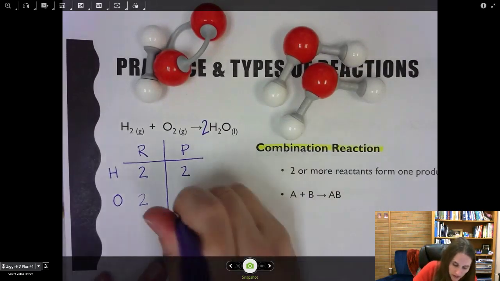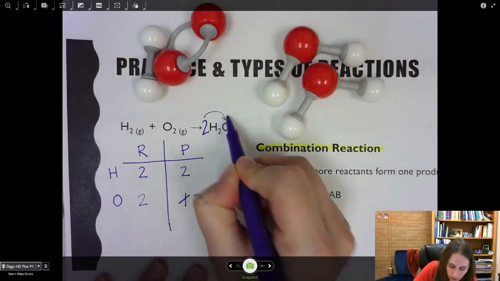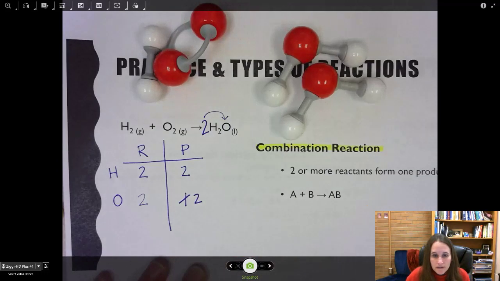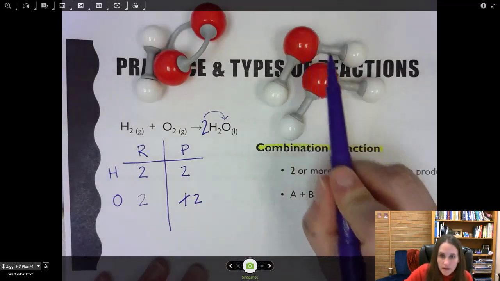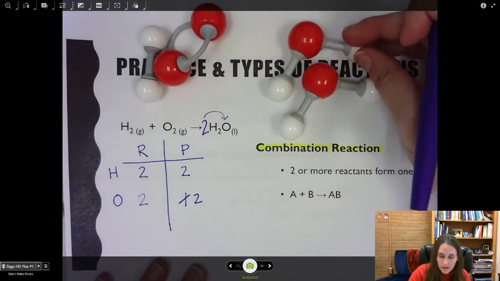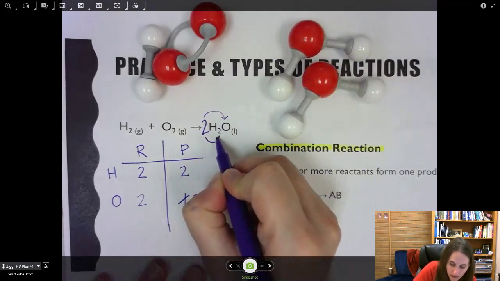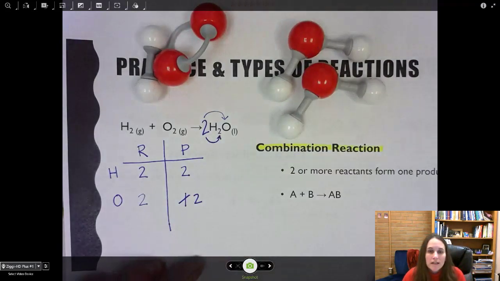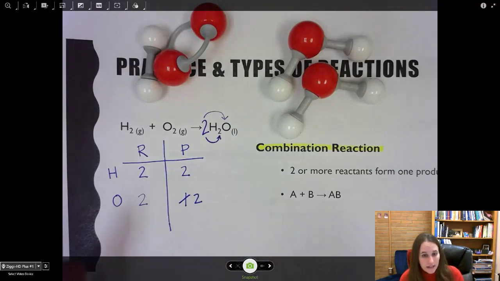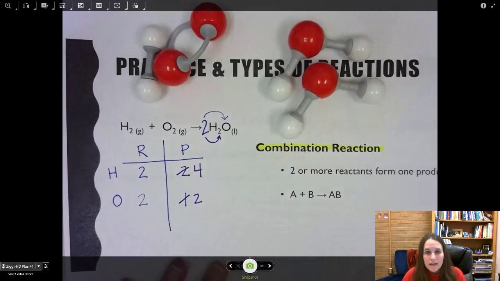So that changes my oxygen now. The coefficient multiplies over to the oxygen, or you could see here in the model, I have 2 oxygens, but look at my model kit. Look at my little model products over here. I have 1, 2, 3, 4 hydrogens, and I can see that here as well because that coefficient in front multiplies everything after it. So I now have 4 hydrogens. So I've created a balancing problem for hydrogens.